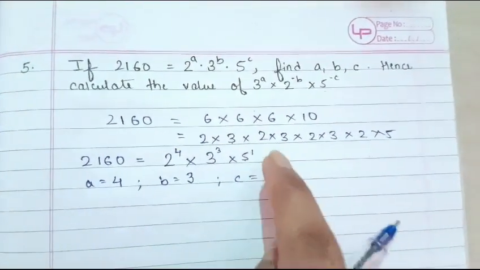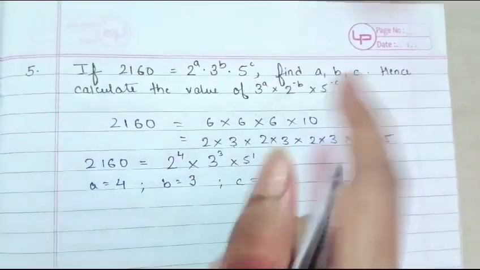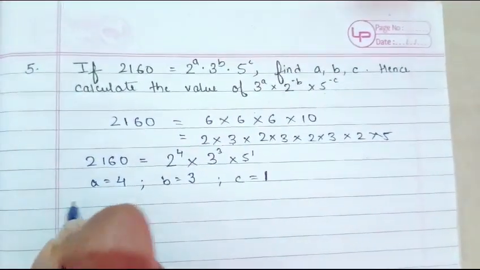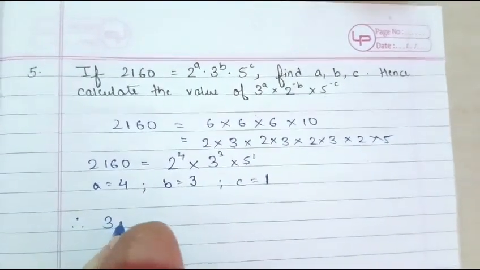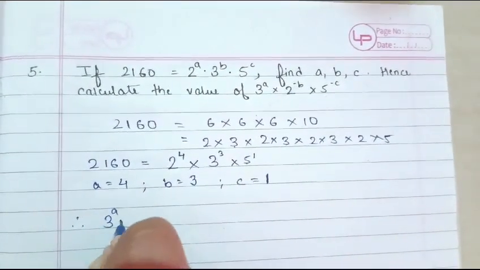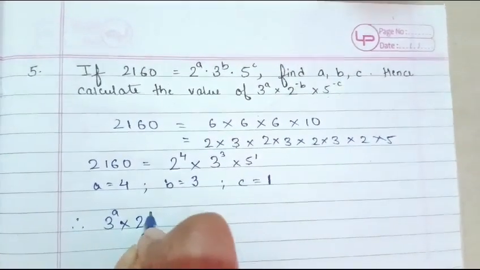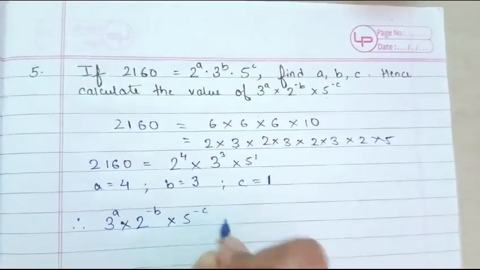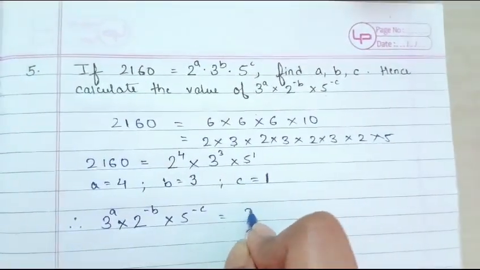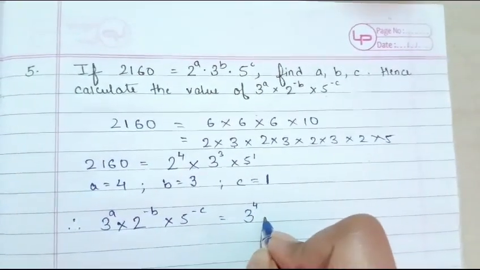What are you supposed to find? You are supposed to find out the value of this given number. Okay, that is, therefore, 3 to the power a into 2 to the power minus b into 5 to the power minus c. Now you are going to substitute all the values. What is the value of a? 4. So 3 raised to power 4.